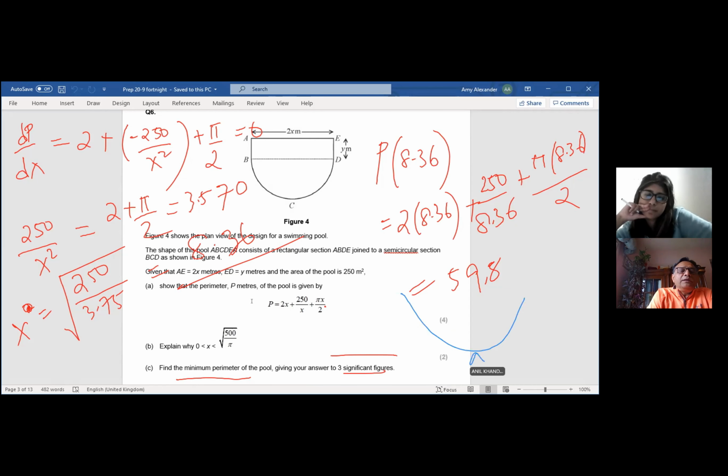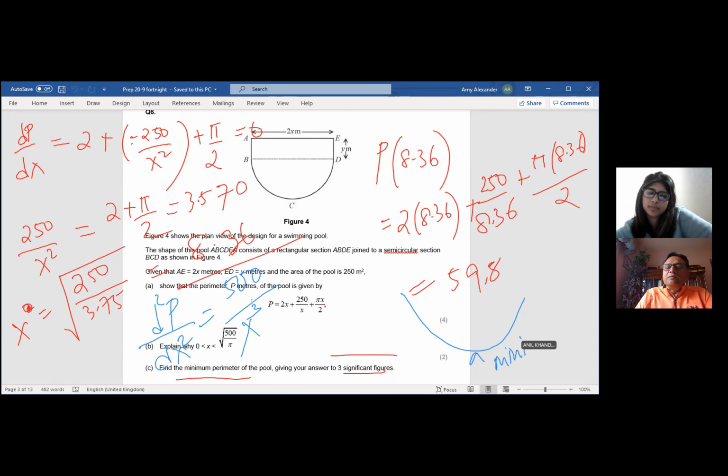So d2p over dx squared will be equal to negative, negative, positive, 2 times 500 over x cubed. That minus will become plus. So for any positive value, it is positive. So the curve is like this, and you get an absolute minimum here. So at the critical point, you have a minimum. So that is how you'll also show it.